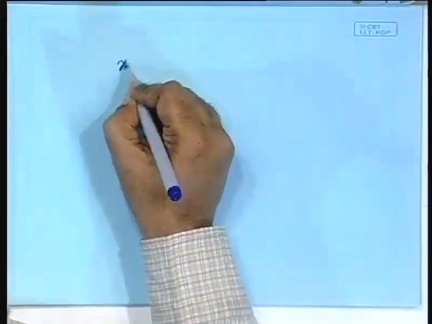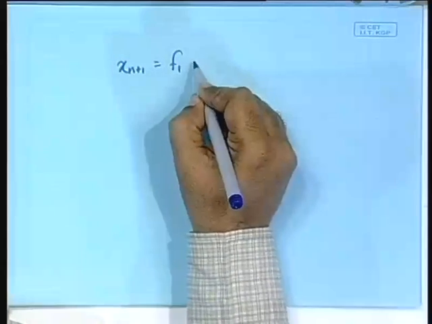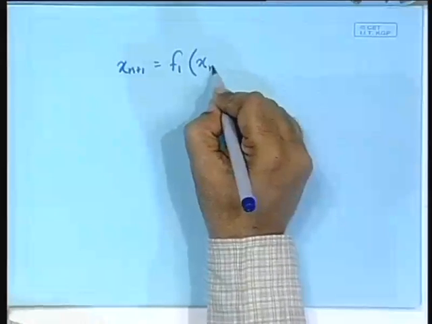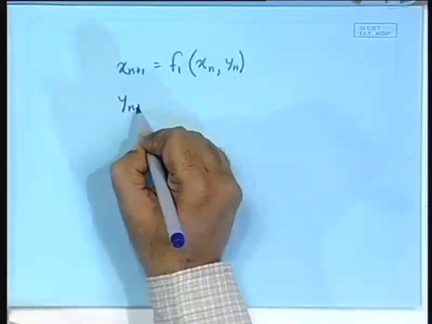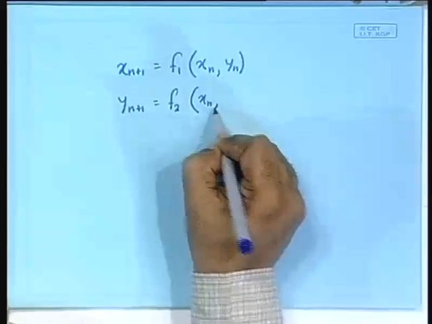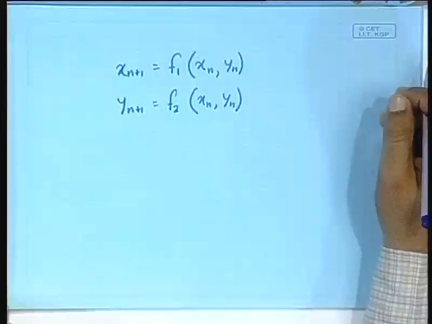Mathematically most of these can be worked out by hand, but then we have to take the next step, we have to go to the second order systems. So, we now need to study equations of this form: x n plus 1 is equal to a function f1 of x n, y n, and y n plus 1 is equal to another function f2 of x n, y n. All right.